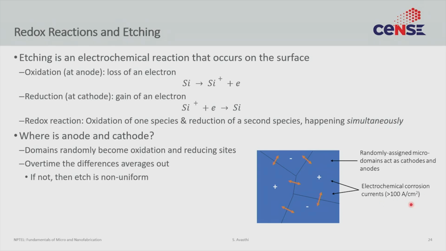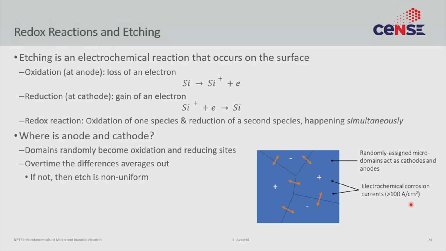Now, of course, these domains do not remain static. The domains come up because there is a perturbation in the system. They are not there because we are actually putting in a voltage or a current. So, these domains change their polarity, their size, and their direction randomly over the etching process, and that is how the whole film gets etched.